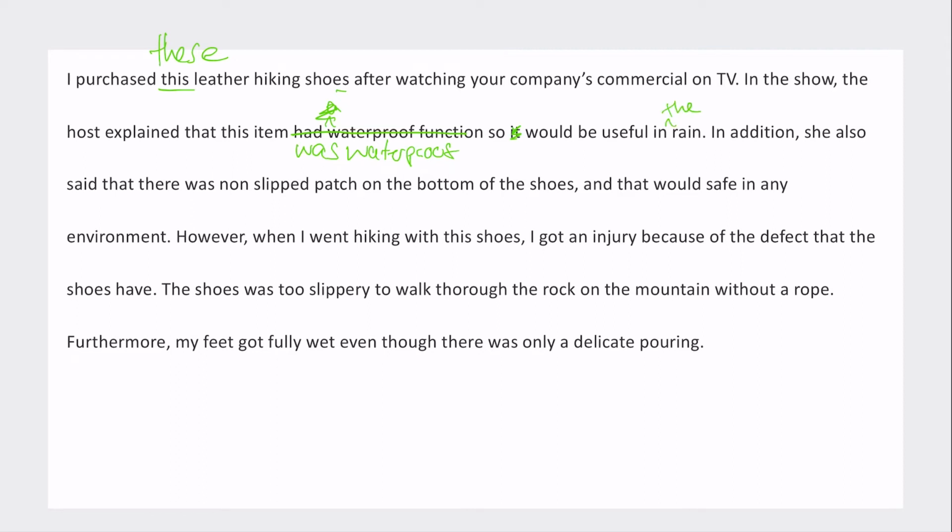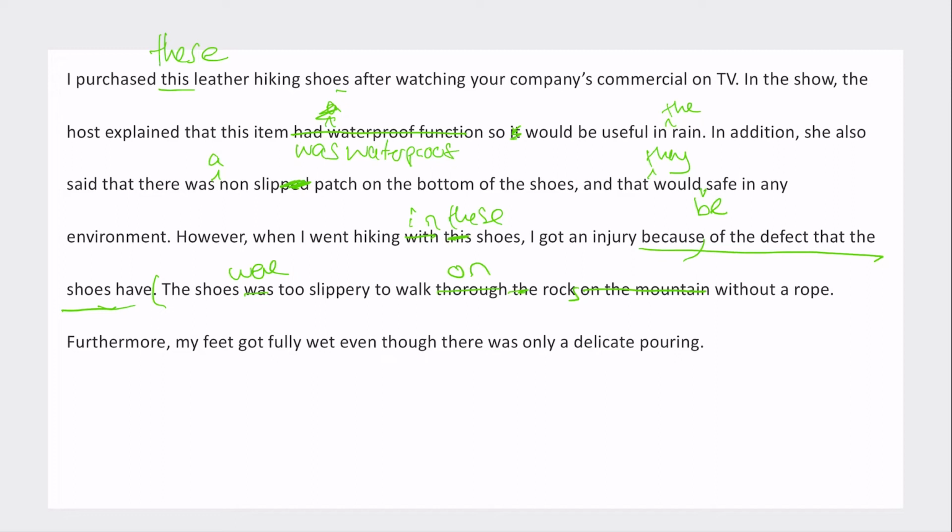In addition, she also said there was a non-slip patch on the bottom of the shoes, and that they would be safe in any environment. However, when I went hiking in these shoes, I got an injury because of the defect that the shoes had. So I would say I got an injury because the shoes were too slippery to walk on rocks without a rope.